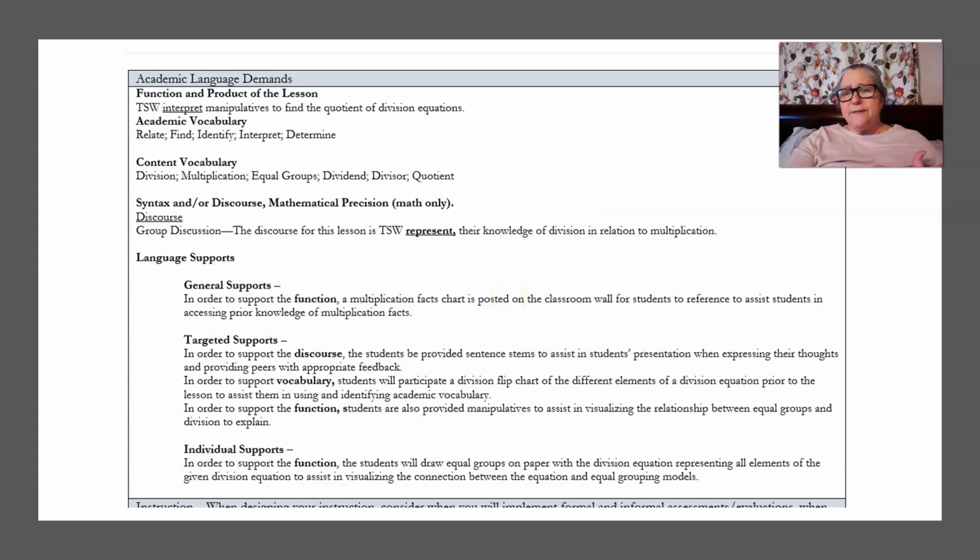This is a math lesson. And the math people struggle because they want to just talk about the math. They forget we're talking about the language. So here she's focused on, look what she's focused on. Quotient, manipulatives, division, equation.